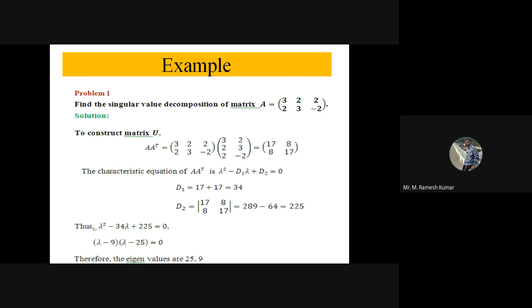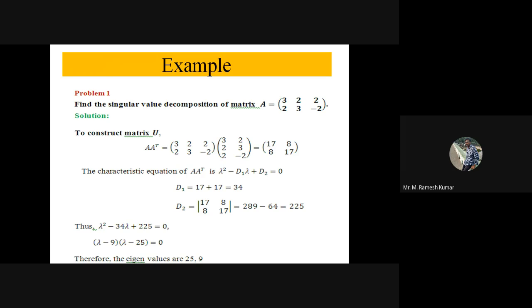So what is our first step? We have to construct matrix U. What is matrix U? The normalized eigenvectors of A into A transpose. So find A into A transpose first. First write the matrix A. What is A transpose? Simply change the rows into columns of the A matrix, so 3, 2, 2, 2, 3, minus 2. Now multiply these two matrices. This is a 2 by 3 matrix and this is a 3 by 2 matrix, so the resultant matrix is 2 by 2. After simplification, we get 17, 8, 8, 17.